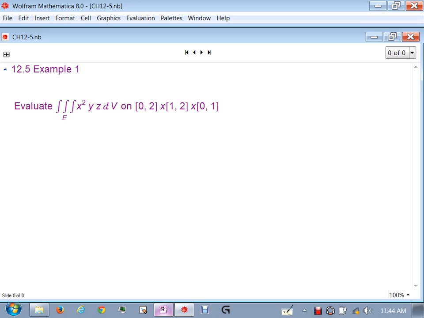There's some notation here I want to make sure we're all okay with. When you see a closed interval, cross closed interval, cross closed interval, that's always in order, x, y, z. So this is your restriction on x, your y, and then your z.